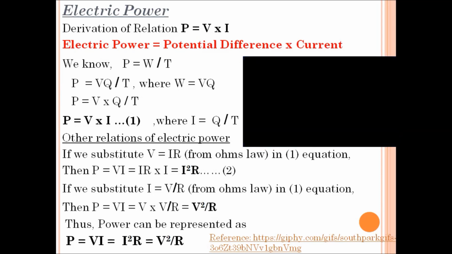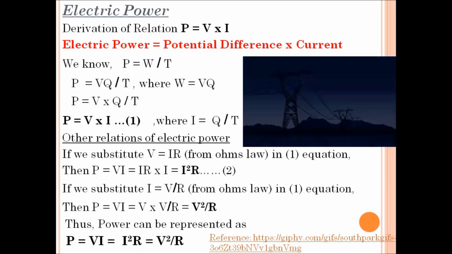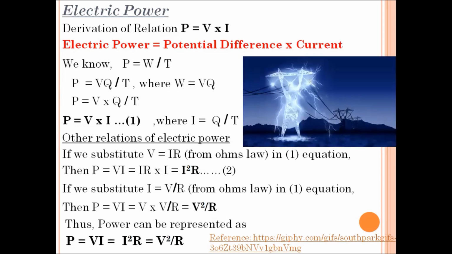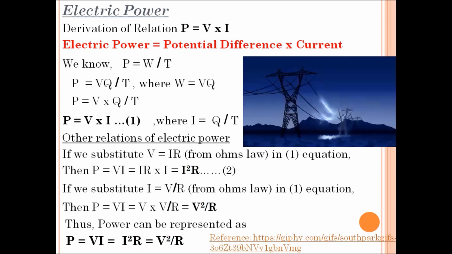We have two more relations of electric power. If we substitute V equals IR in the relation P equals VI, then we get P equals I squared R, as shown. Also, if we substitute I equals V by R in the relation P equals VI, then we get P equals V squared by R. Thus, electric power has three relations: VI, I squared R, and V squared by R.